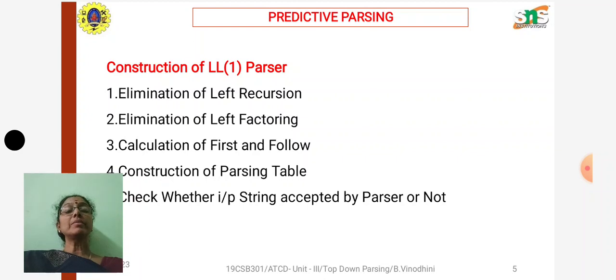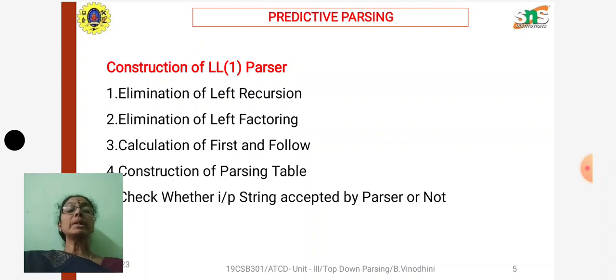So what does left factoring mean? For a single non-terminal, we have two alternatives, and there is confusion about which alternative to select. For that, we factor out the common factors between the two alternatives, and that is called the elimination of left factoring. After eliminating these two, the third step is to calculate the first and follow functions of every non-terminal of the given grammar.